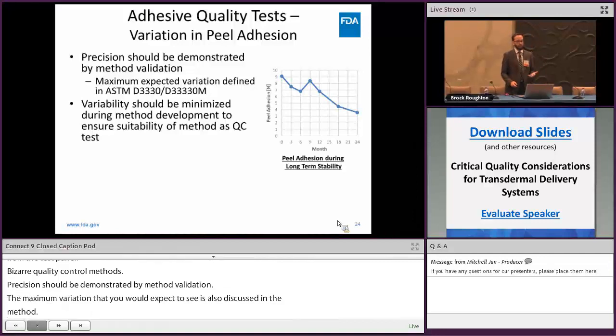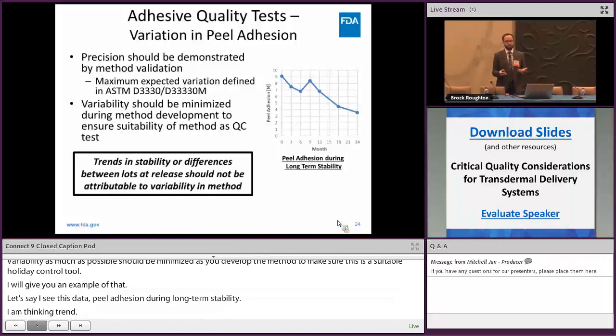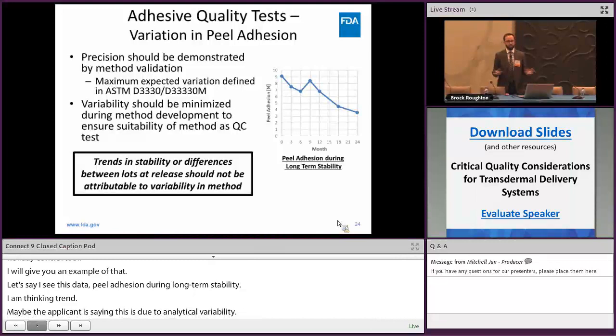And I'll give you an example of that. So let's say I see this data of peel adhesion during long-term stability. I'm thinking trend. Maybe the applicant is saying, no trend, this is due to analytical variability. Well, if your method can't sort between a trend in stability or analytical variability, then it's really not suitable for use as a QC method.